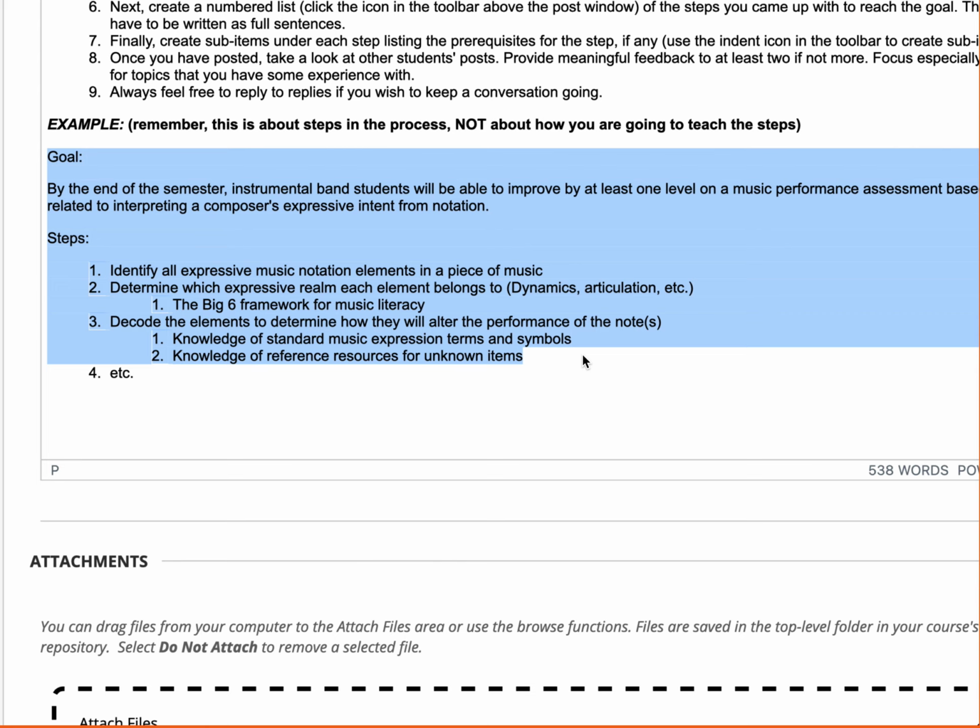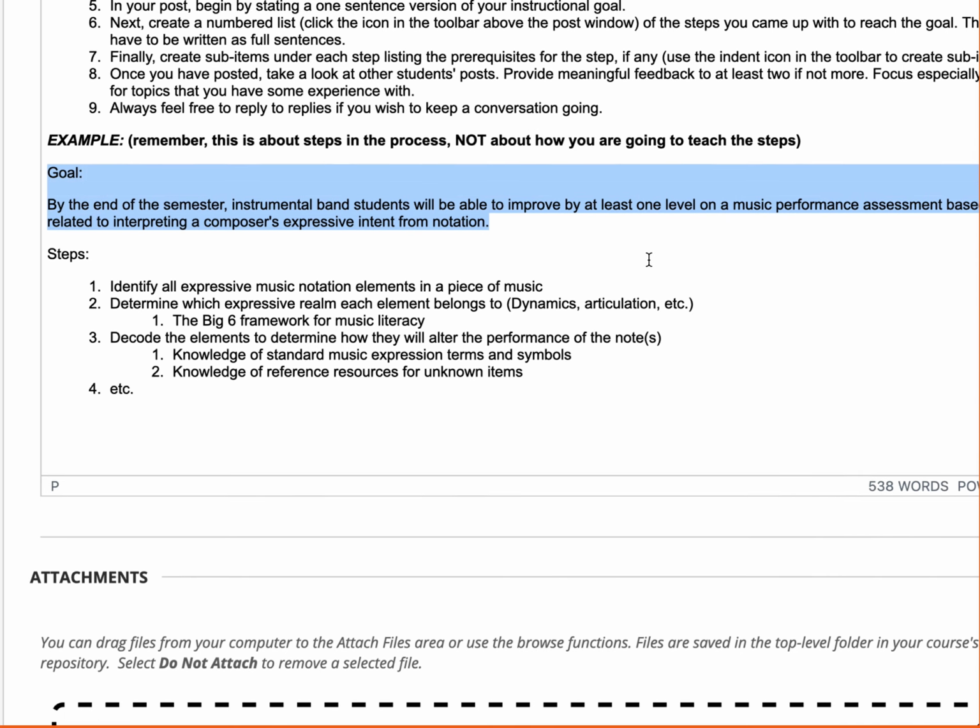complicated than this. So it's, again, not a narrative, it's not paragraphs, it's bullet points, kind of in outline form, where you have each of your steps, and then under each step, if there's any prerequisites, you have those. And you'll also be posting whatever the goal is, so that people who are looking at it can see what you're aiming for, and then look at the steps that you've come up with.